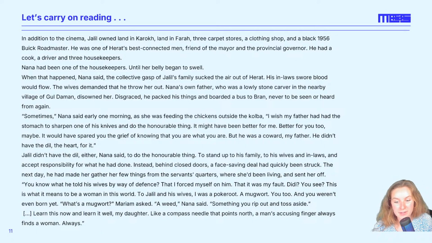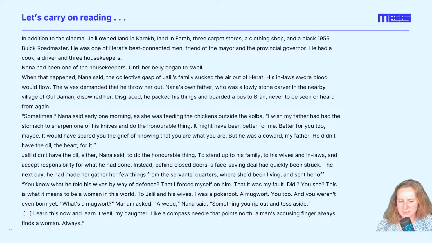Jalil didn't have the dil either, Nana said, to do the honourable thing. To stand up to his family, to his wives and in-laws, and accept responsibility for what he had done. Instead, behind closed doors, a face-saving deal had quickly been struck. The next day, he had made her gather her few things from the servants' quarters, where she'd been living, and sent her off. You know what he told his wives by way of defence? That I forced myself on him. That it was my fault. Didi, do you see? This is what it means to be a woman in this world. To Jalil and his wives, I was a poke root, a mugwort. You too. And you weren't even born yet.